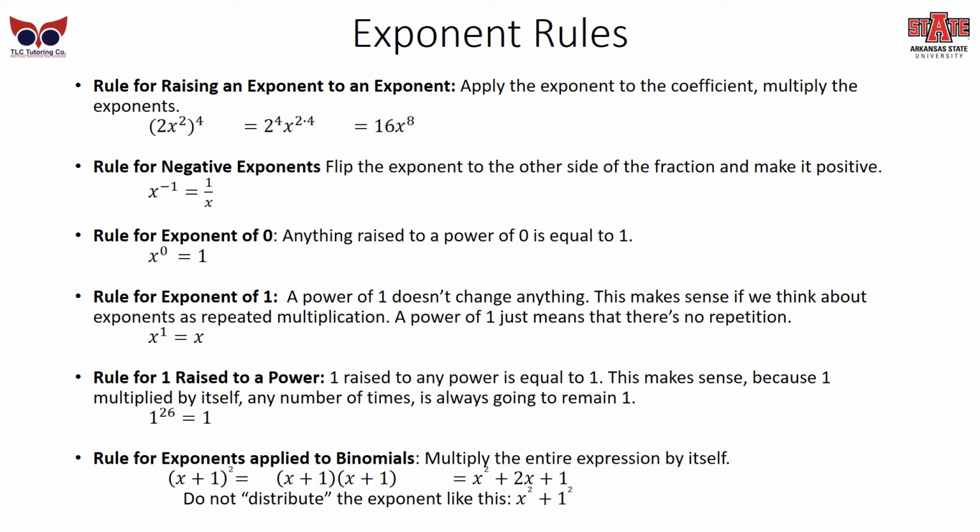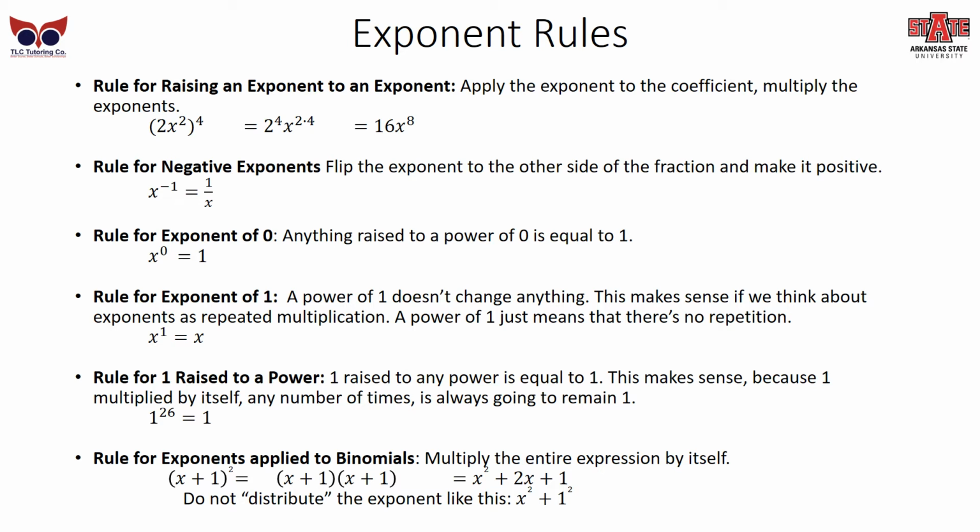As we continue our exponent rules, if we raise an exponent to an exponent, so that's powers of powers, you're not going to add the powers, you're going to multiply them. So in this case, 2 is going to be raised to the 4th power, that's 16, and x squared to the 4th power is x to the 8th.